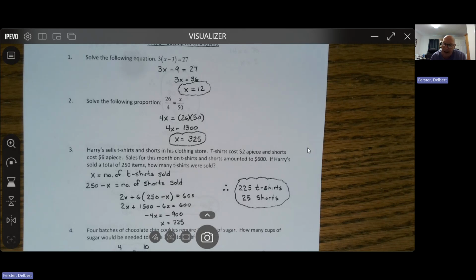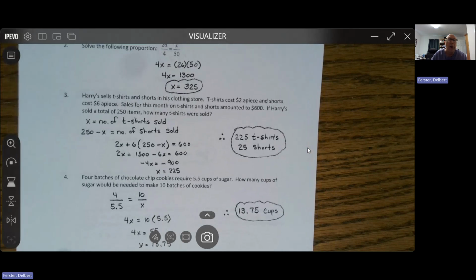Be careful on this, as in many word problems, you're asked for both, how many shorts and how many t-shirts. Once you've solved for x here, we have the number of t-shirts sold, so 225. We'll use that value back in our original set, where you notice the number of shorts sold was 250 minus X. In this case, 250 minus 225 gets us 25 shorts for Harry's sale this month. That's our solution for problem 3.